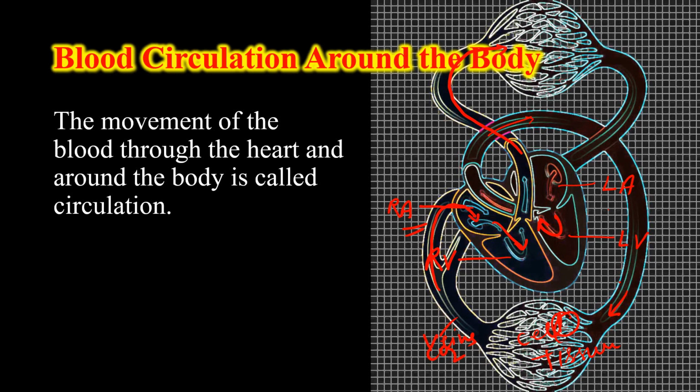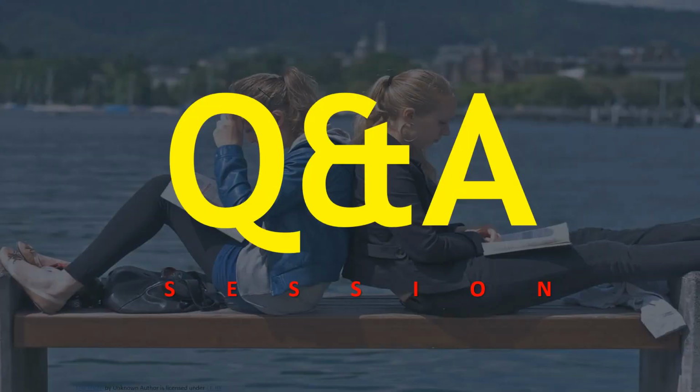After the purification, or after the gaseous exchange between oxygen and carbon dioxide, the carbonated blood again becomes oxygenated blood, and this oxygenated blood reaches the left atrium of the heart, and then it goes into the left ventricle, and again the same process of the circulation of the blood starts. In this way the blood circulates around our body.